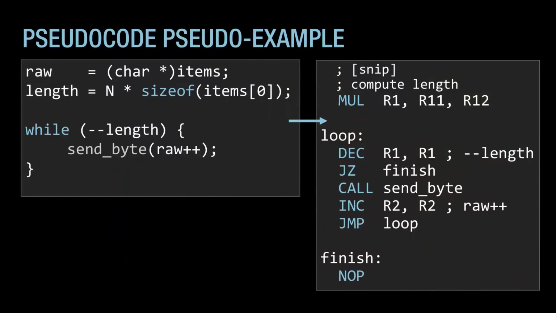So here's some pseudocode. This is just something, let's say we've got a buffer, we want to send that buffer somewhere. We have a function called sendByte, and we iterate over that buffer, sending a byte. I've written code like that on the left. I imagine many people here have. And this might be what it looks like when it's compiled.